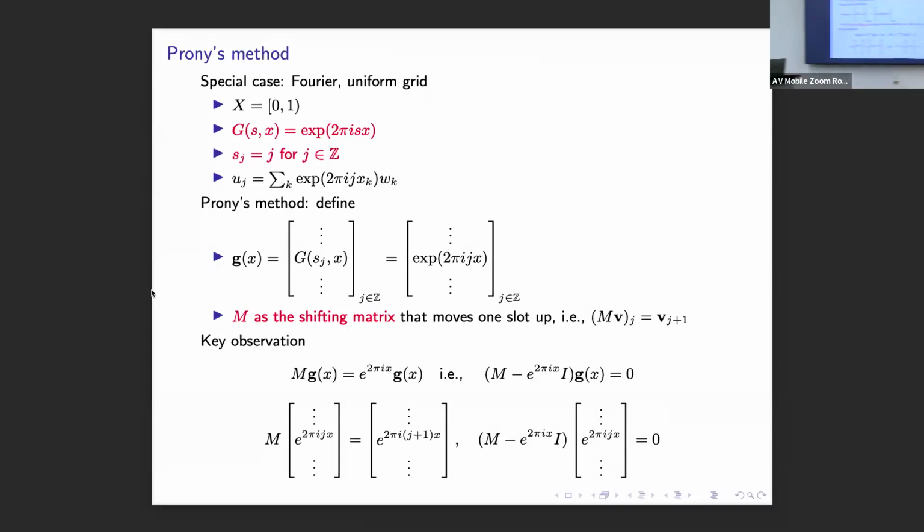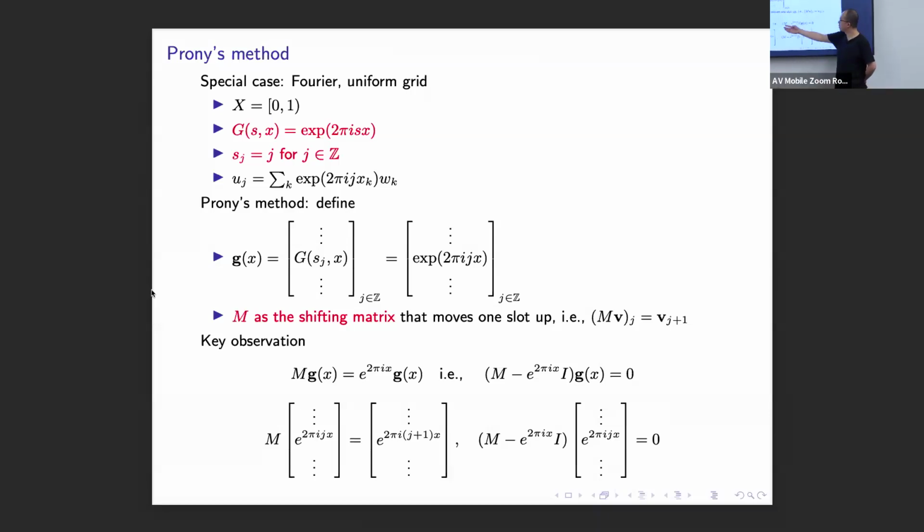The reason this is important is because if you think about applying this shift matrix to this G vector indexed by x, what it does is shift everything by one slot. So the jth location becomes e to the 2 pi i (j plus 1)x. But because this is a plane wave, this is really equal to the original vector multiplied by e to the 2 pi ix. So the shifting matrix applied to my G vector corresponds to just a diagonal multiplication.